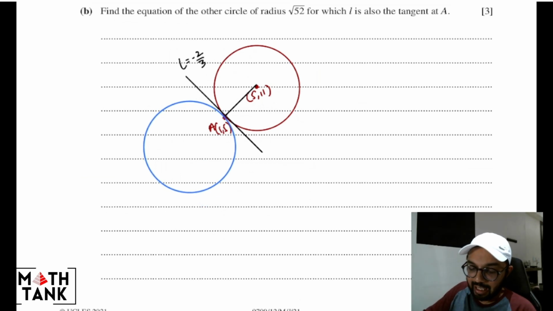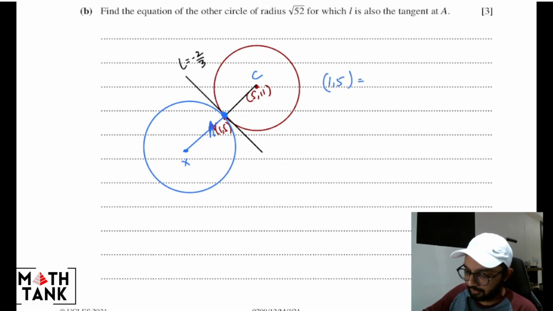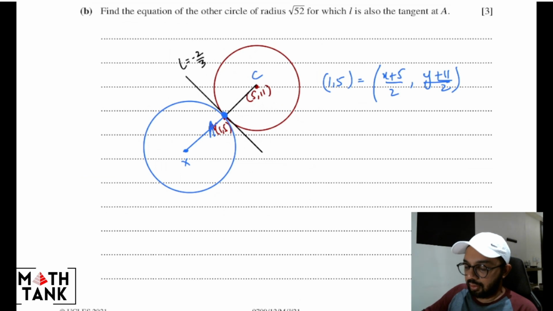Just move it to this side. I know that both circles have the same radius. So can I say that if this center was called X, the distance AX and CX would be the same as AC? And what then leads me to the fact is that A will then be the midpoint of C and X. So can I use the idea of the midpoint, 1, 5, and I'm going to say that this is X plus 5 divided by 2 and Y plus 11 divided by 2. So I've made A the midpoint of C and X. Why? Because I need to find the center. If I have the center, I can quickly use the radius and get my answer.